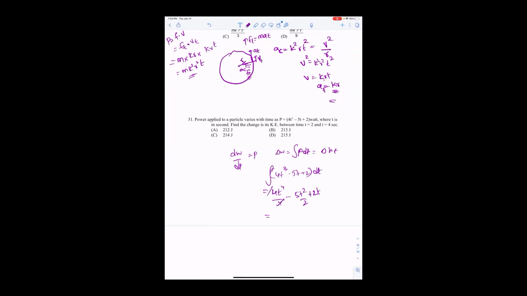Substitute this. T varies from 2 to 4. So 4⁴ minus 2⁴, minus 5/2 into 4² minus 2², plus 2 into 4 minus 2. Right? Simplify this, you'll get the answer.